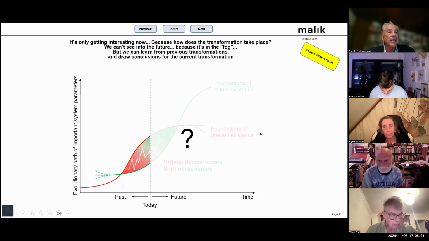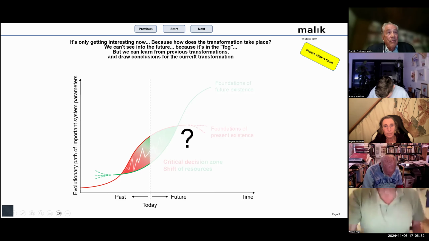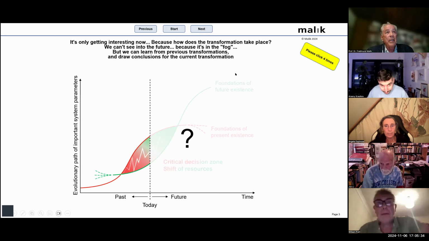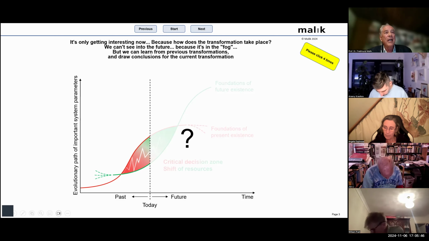This vertical line now goes into the middle of the S-curves, but still with a very big question mark. It's only getting interesting now, I think. You see up here a little bit of text, because how does the transformation take place? We cannot see into the future because it's in the fog, but we can learn from previous transformations and draw conclusions for the current transformation.